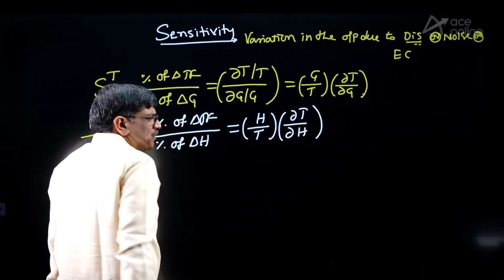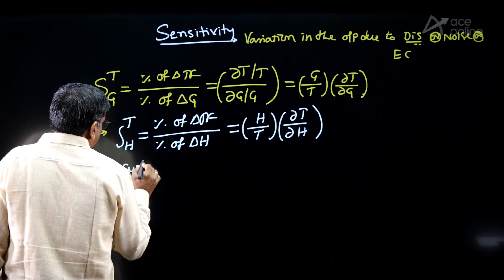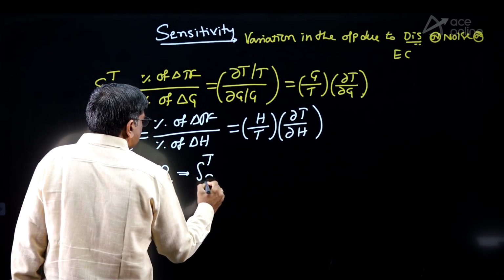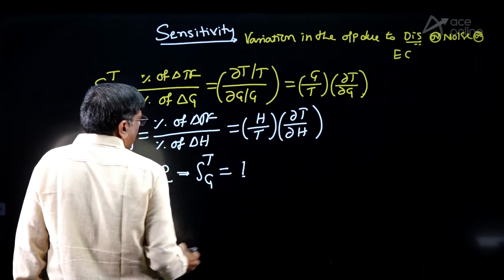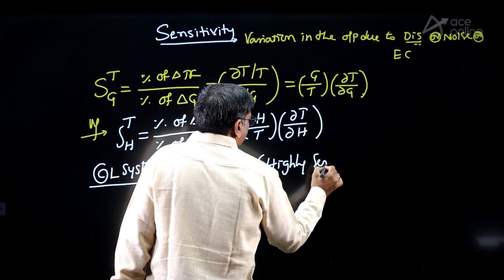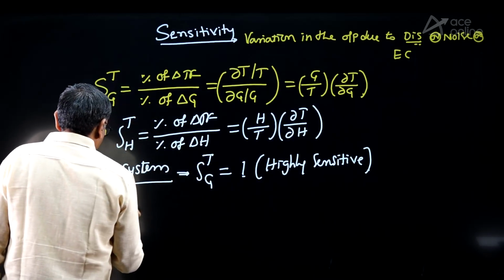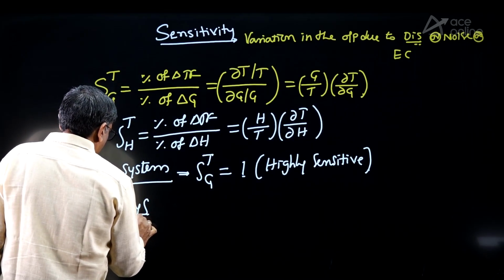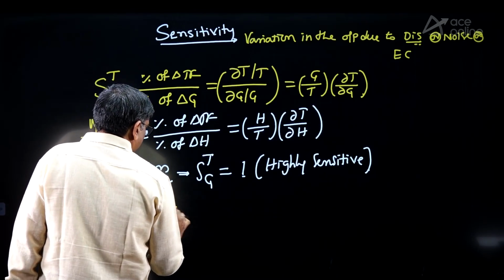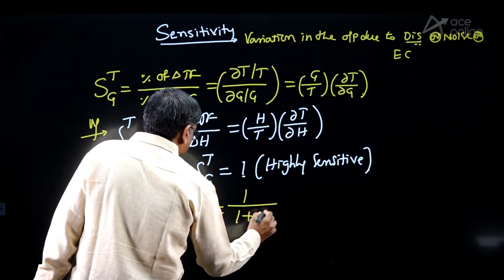If you take an open loop system, you find the sensitivity for the open loop system. Does anybody remember what the sensitivity of an open loop system is? S_G^T equals 1. Highly sensitive. I told you, highly sensitive. Next, if I take a closed loop system, what is the sensitivity for the closed loop system? S_G^T equals 1 by 1 plus GH.